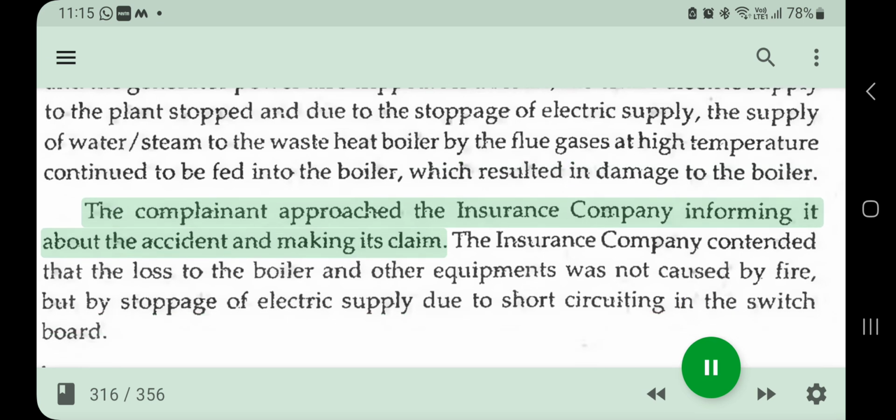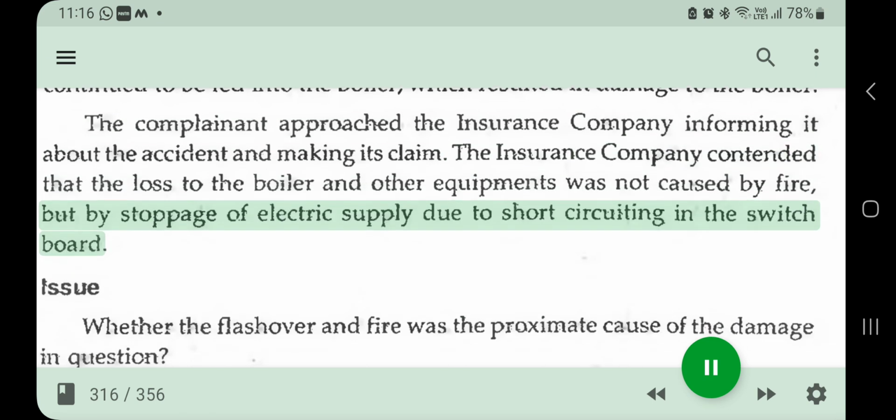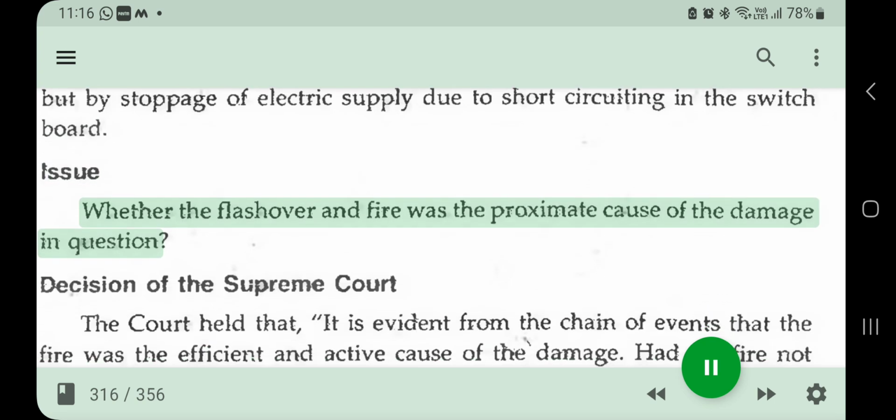The complainant approached the insurance company informing it about the accident and making its claim. The insurance company contended that the loss to the boiler and other equipments was not caused by fire, but by stoppage of electric supply due to short-circuiting in the switchboard. Issue: whether the flashover and fire was the proximate cause of the damage in question?